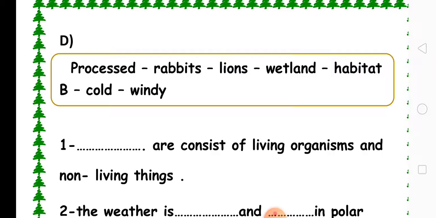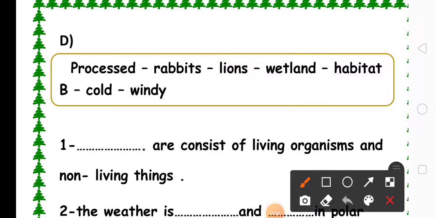humans are living organisms. Plants are living organisms. Animals are living organisms. But anything else is called non-living, like air, water, chair, door, table. All of these are called non-living things. So any place containing living and non-living things is called, yes, a habitat. So habitats consist of living organisms and non-living things. So write habitat.